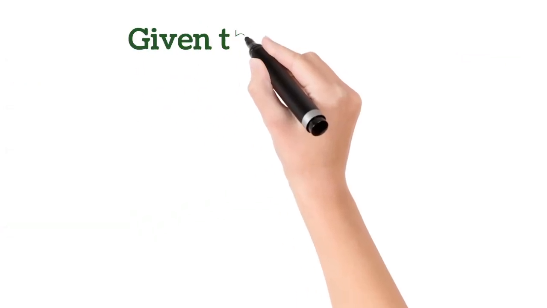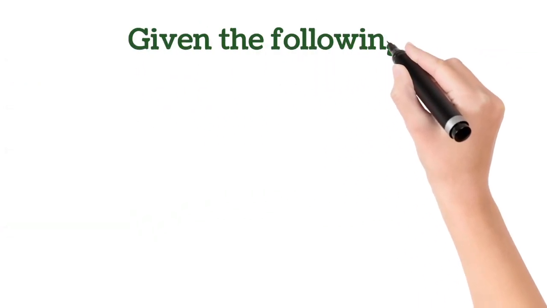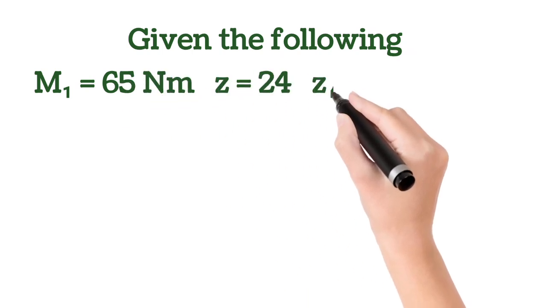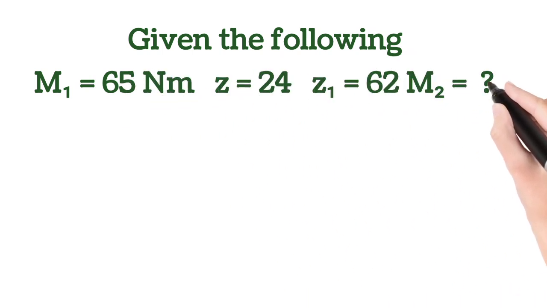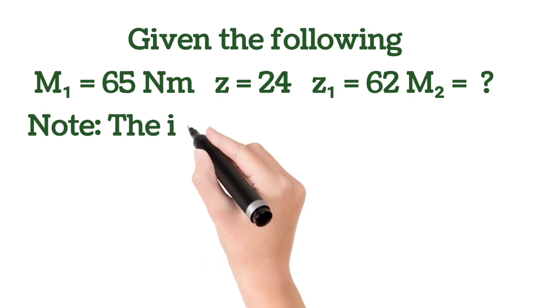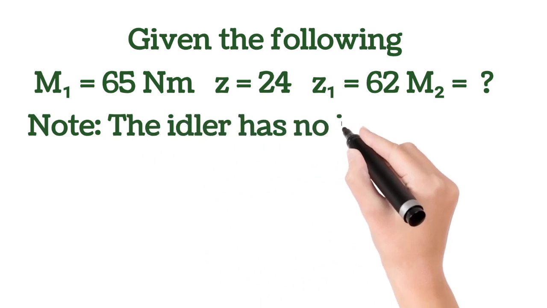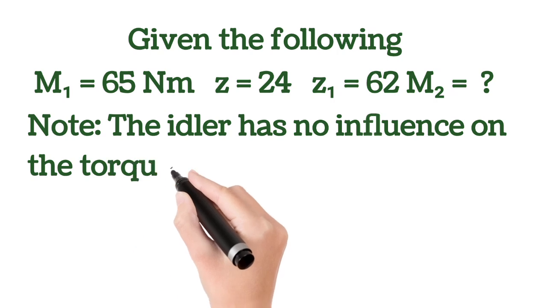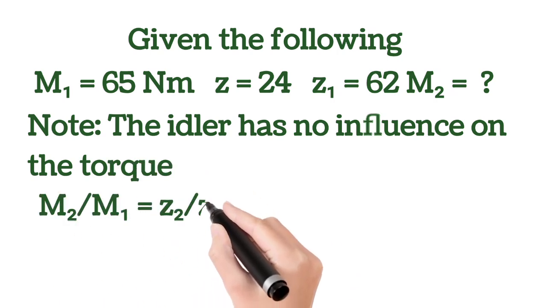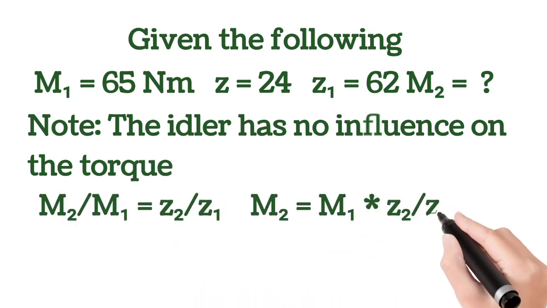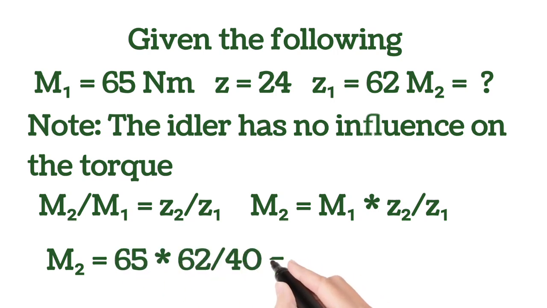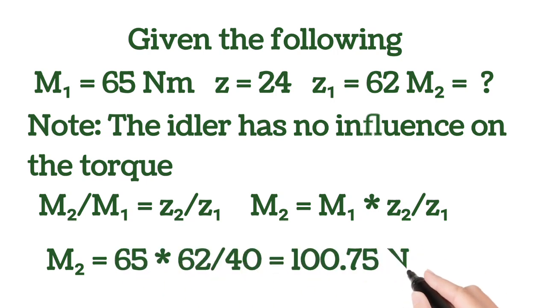Given the following, M1 is equal to 65 Newton meter, Z is equal to 24, Z1 is 62. Note, the idler has no influence on the torque. M2 divided by M1 is equal to Z2 divided by Z1, making M2 subject of the formula, and substituting the values, we have M2 is equal to 100.75 Newton meter.